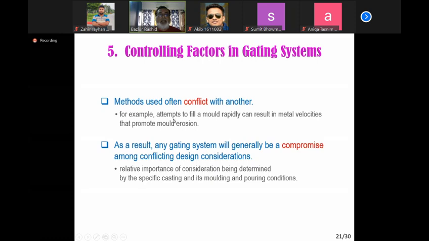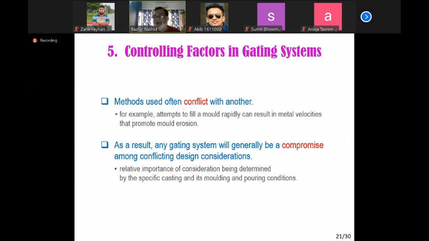Okay, and the methods used often conflict with each other. For example, attempts to fill the mold cavity rapidly can result in high velocity, which can generate mold dilution and turbulence. So we have to decide first, based on the casting itself and the quality of the casting required, which kind of system we will use.